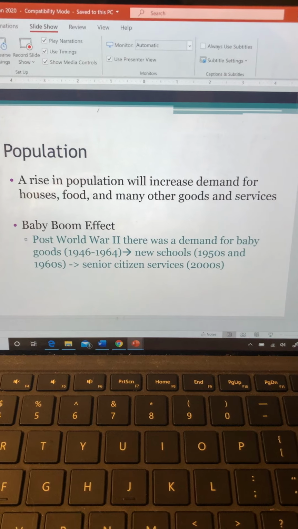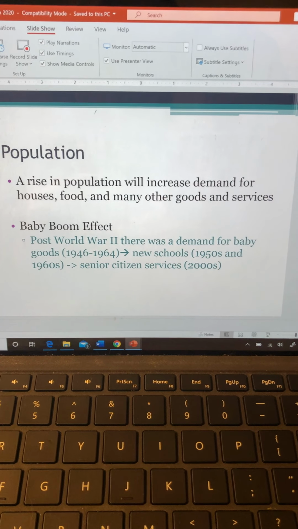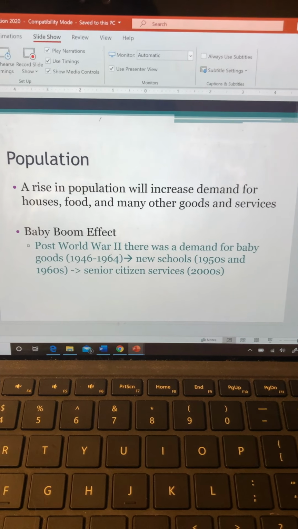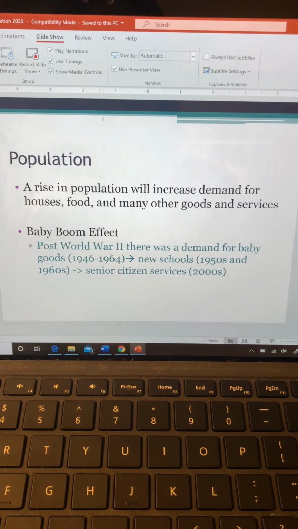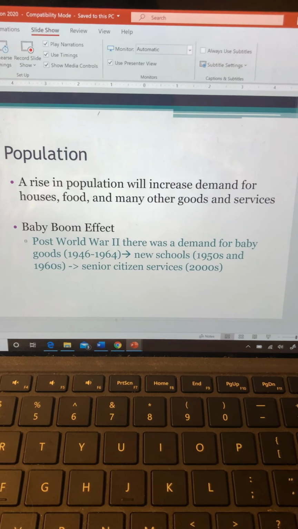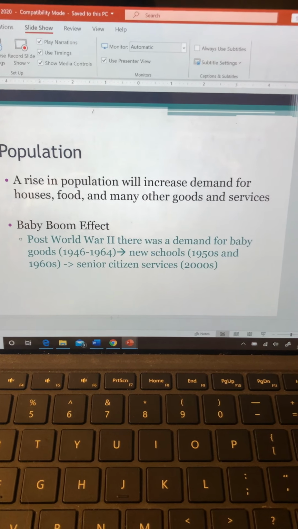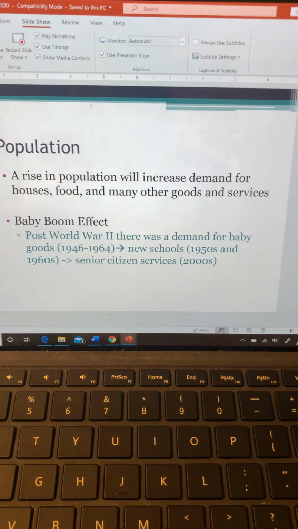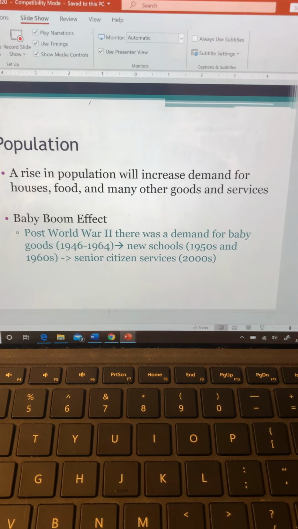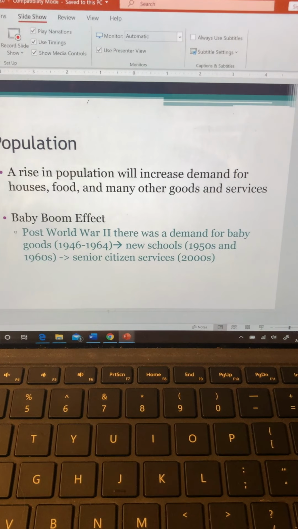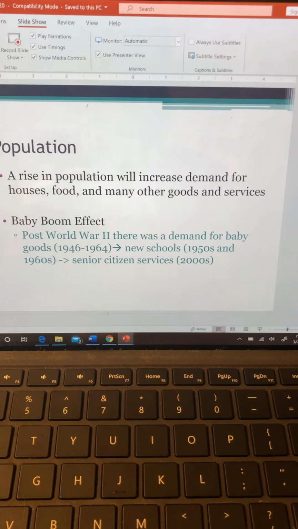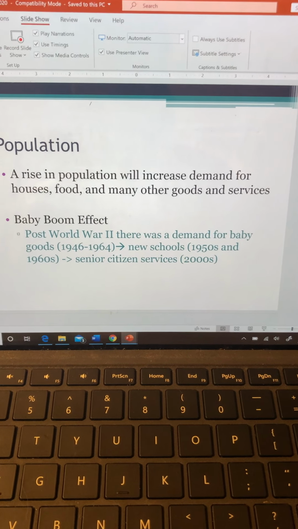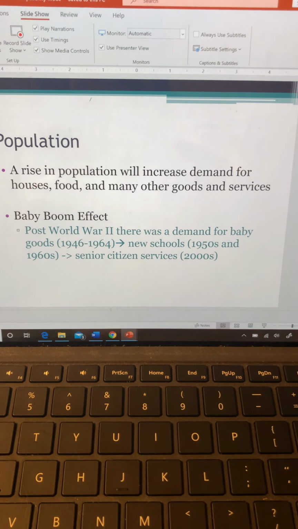Okay, a few more items to go through. So population can affect demand for certain items. So a rise in population will increase demand for houses, food, and many other goods and services, right? If more and more people move into a certain community, neighborhood, city, you need a lot more goods and services, right? You need more banks, you need more grocery stores, you need more auto mechanics, you need more hair salons to service all the people that have suddenly moved into that one area.